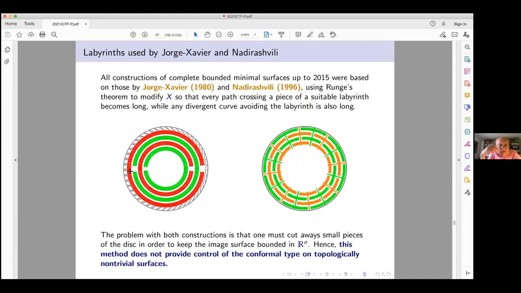But the trouble with their construction method is that at each step, it turns out that a part of the image surface in the space can go too far. So the limit will not be bounded. So they simply cut it away. They simply cut away pieces of the surface to keep it bounded. But what does this mean? That you change the conformal type, and then you get something which is topologically possibly the same, but holomorphically completely different. And so that's not what you want.